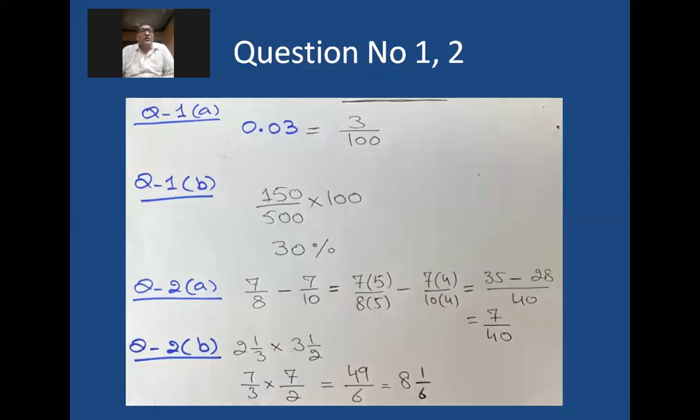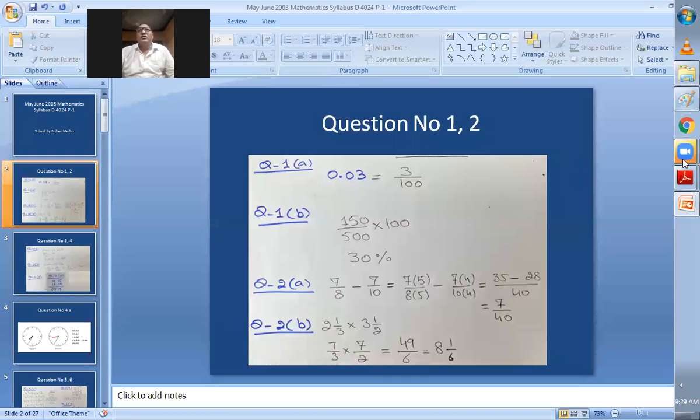Question number 2B part, 2 whole 1 by 3 multiply 3 whole 1 by 2. 3 2s are 6, 6 plus 1 7, 7 by 3 multiply 2 3s are 6, 6 plus 1 7, 7 by 2. So 7 by 3 multiply 7 by 2. Numerator will multiply with the numerator, denominator will multiply with the denominator, and we will have 49 by 6, which will be 8 whole 1 by 6. So this is how you will do the question number 2.